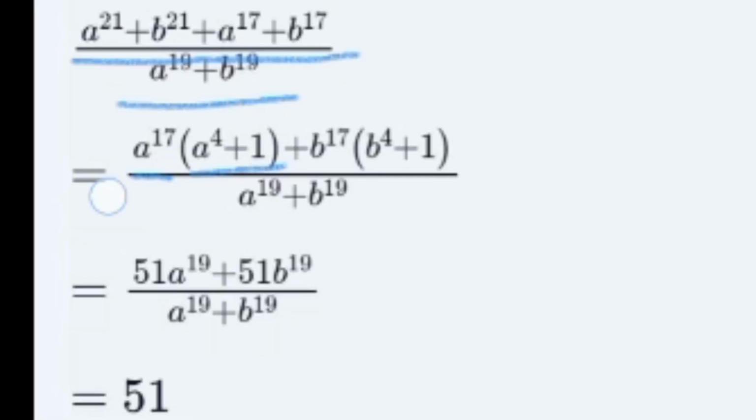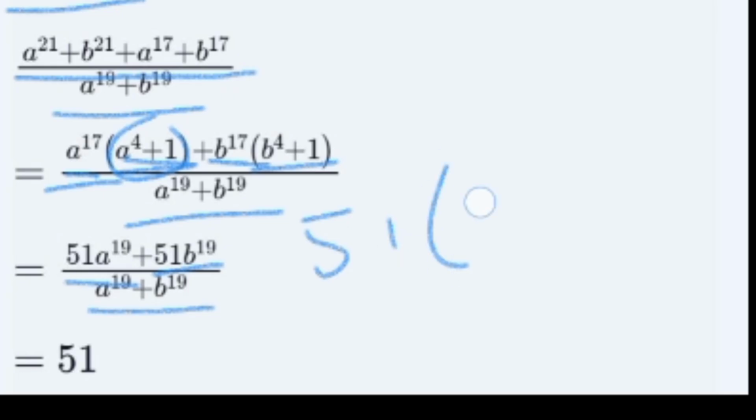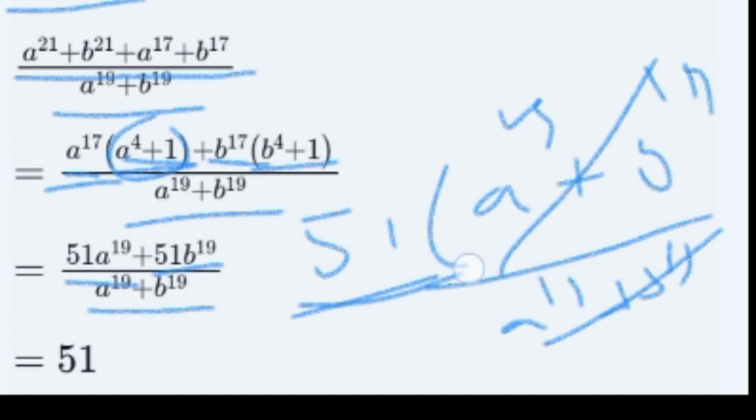Now according to the sum, a power 17 is common, with a power 4 plus 1, and b power 17 is common, with b power 4 plus 1, over a power 19 plus b power 19. So a power 4 plus 1 means 51a square. So 51a square into a power 17 means 51a power 19, plus 51b power 19, by a power 19 plus b power 19. Now 51 is common, and a power 19 plus b power 19 over a power 19 plus b power 19 both get cancelled. The answer is 51.